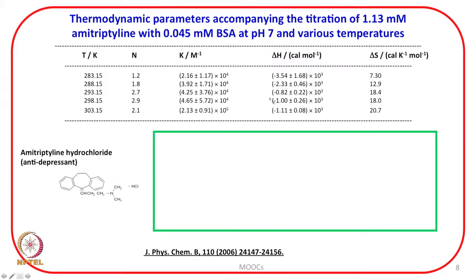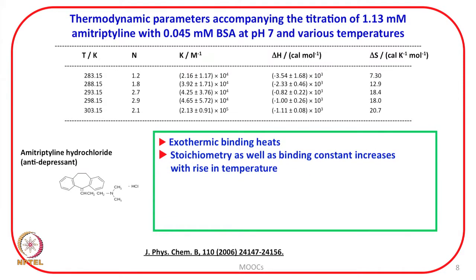Enthalpy of binding is much less exothermic. So, therefore, what conclusions can we draw? Conclusion number 1: yes, the binding is exothermic, although the extent of exothermicity is small.